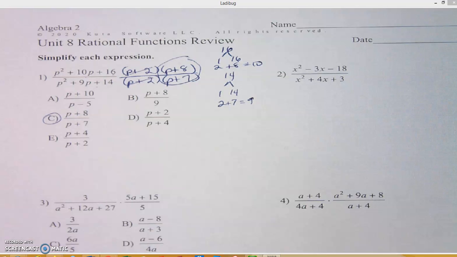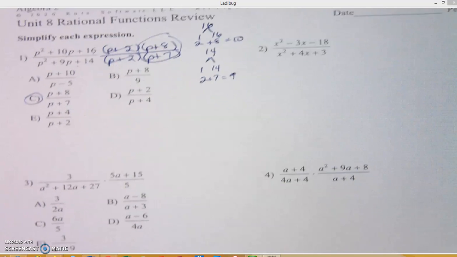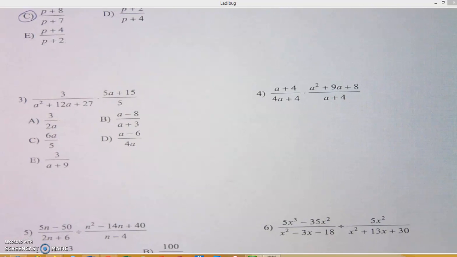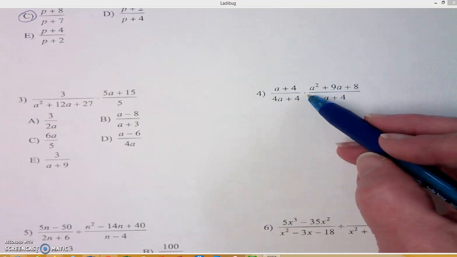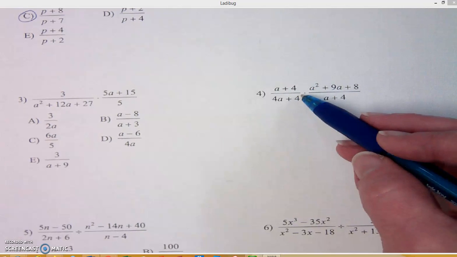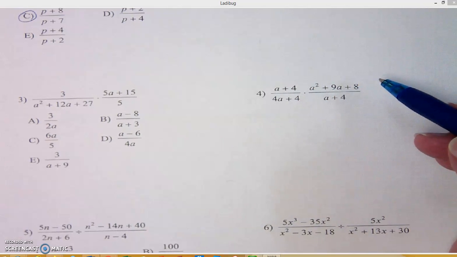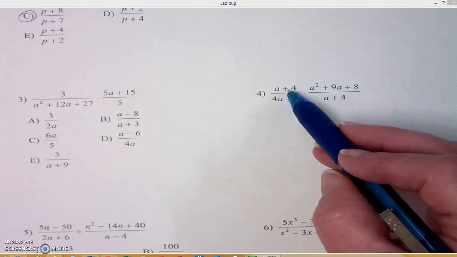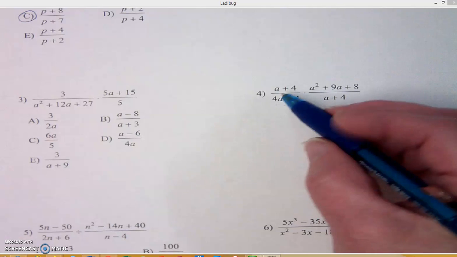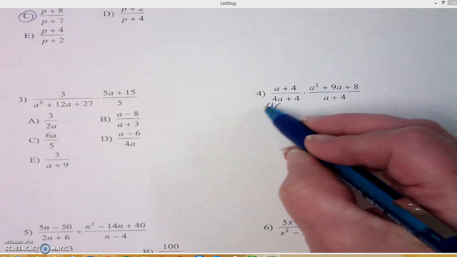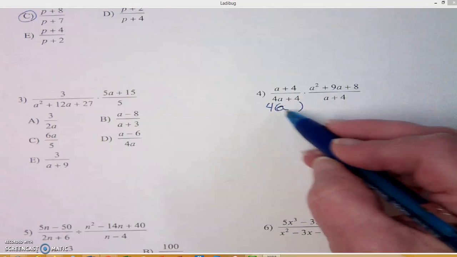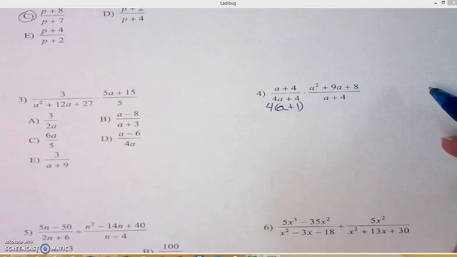So the next set of problems for multiplication, I am going to work problem number 4. I don't have the multiple choice, and I'm going to work it out. So I'm going to multiply, so I don't have to change. I don't have to do the keep, change, flip. So I look to see what can I factor. Is there anything with the greatest common factor? A plus 4 is as simple as I can get it, but 4a plus 4, I can factor a 4 out of both terms. 4 times a is 4a, and 4 times a positive 1 is a positive 4. So I could cross that off.